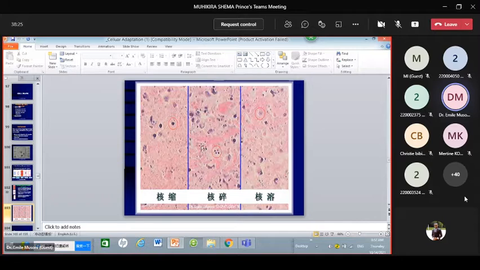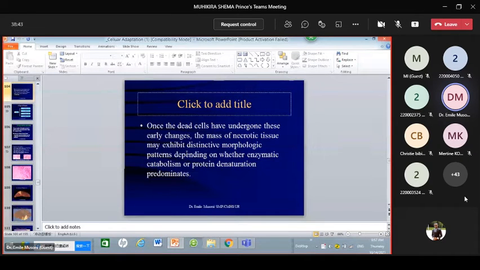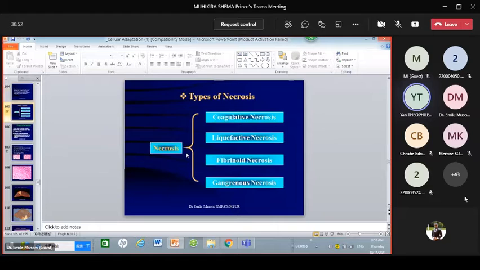Here it is on tissue. This one is the pycnosis, karyorrhexis, and the karyolysis. Here is the kind of necrosis. This one is not fluid material. This one is necrosis. So, the types of necrosis.